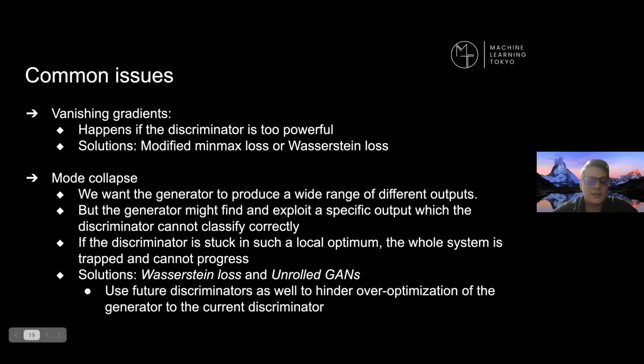So here the solution is again to either use this Wasserstein loss, or another idea is to use unrolled GANs. From what I understood, in unrolled GANs we also use future discriminators, because we don't want the generator to over-optimize on the current discriminator. So by using several discriminators, we make sure that we don't get stuck in this trap.